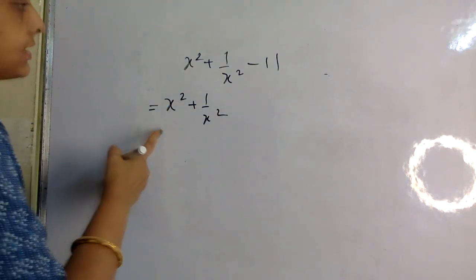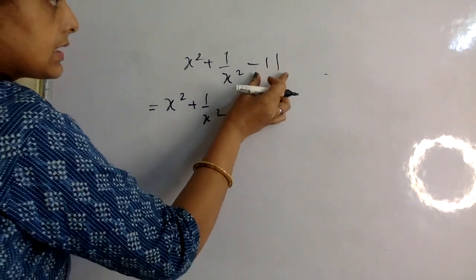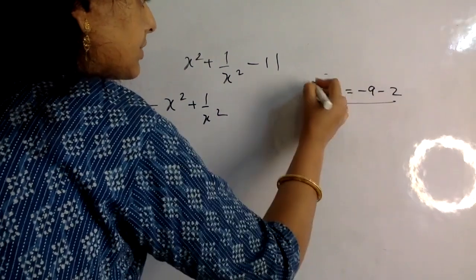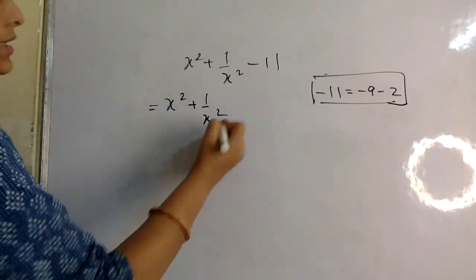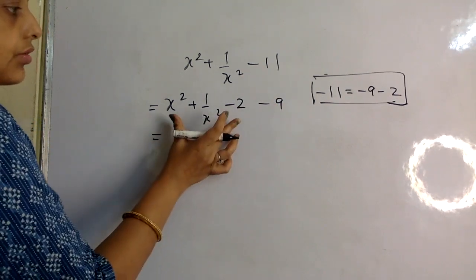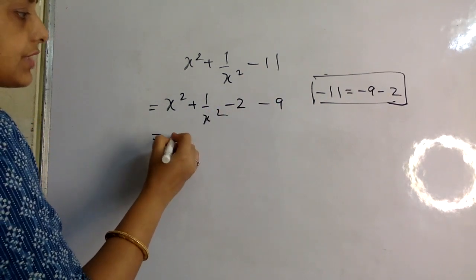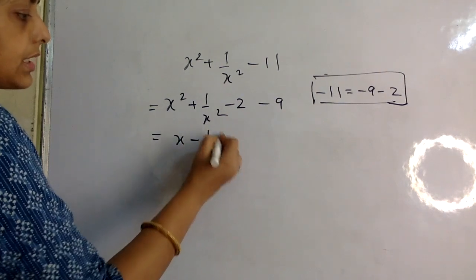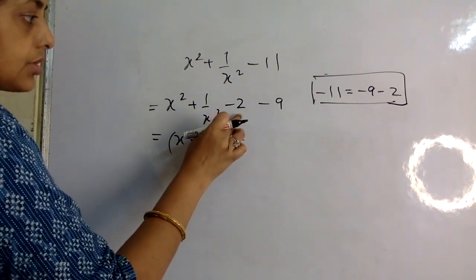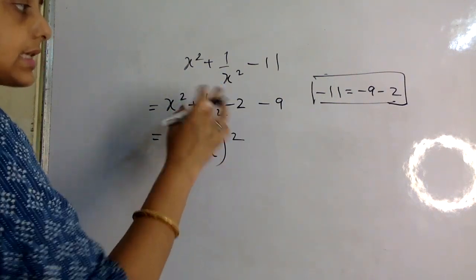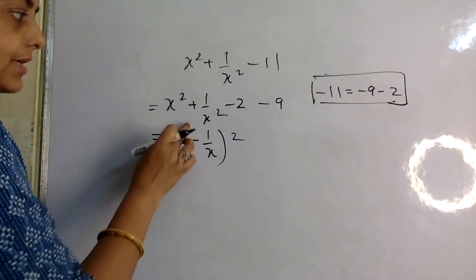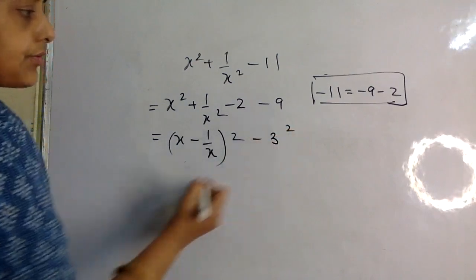We just copy this part. Here this minus 11 can be written as minus 9 minus 2. This is from integers. So minus 11, I first write the minus 2, then I write the minus 9. Then I concentrate on this much, which gives me x minus 1 by x whole square. If you expand it, you are going to get this minus 2, because the x and 1 by x cancel off, so it gives you a minus 2. So this is the reciprocal type of expansion, minus 3 square.